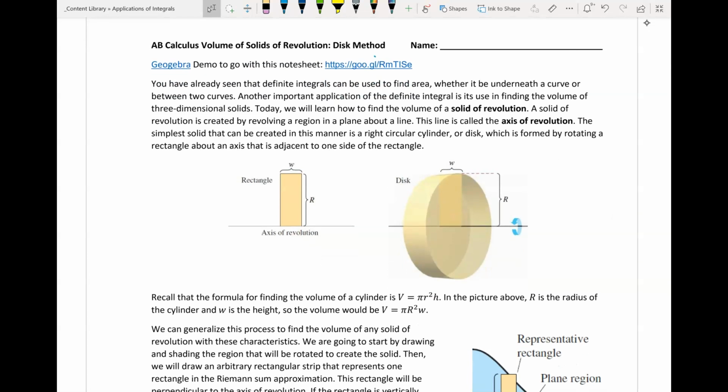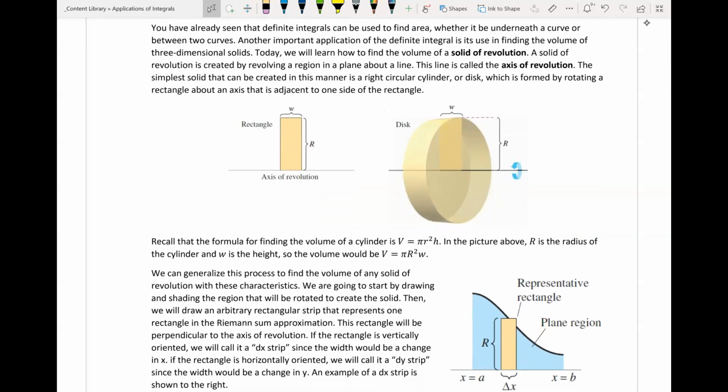You can check out the GeoGebra demo. The link is given, and if this link for some reason is broken, you can always Google the disk method GeoGebra, and it should pop up the simulation you can use to understand what we're going to be doing here.